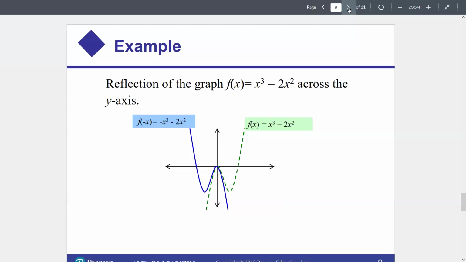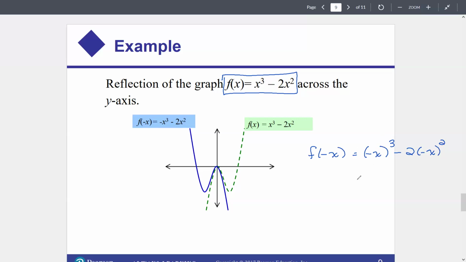And this one, this required some fixing. So our function is x cubed minus 2x squared. If we're going to reflect across the y-axis, that means we need to find f of negative x, which means my negatives are all directly on my x's now. We're using that function notation. We're replacing all my x with negative x.